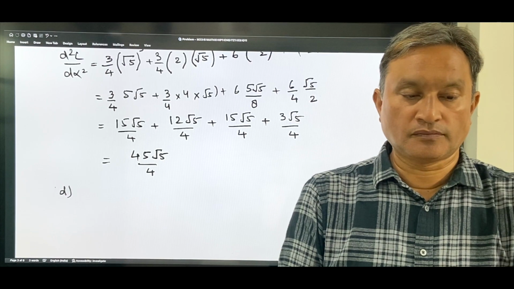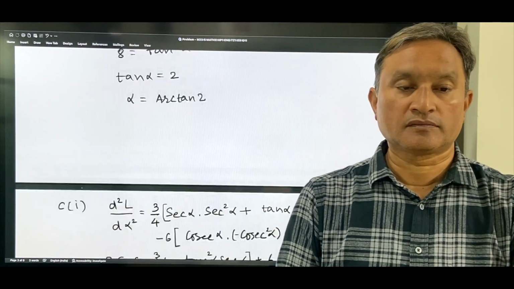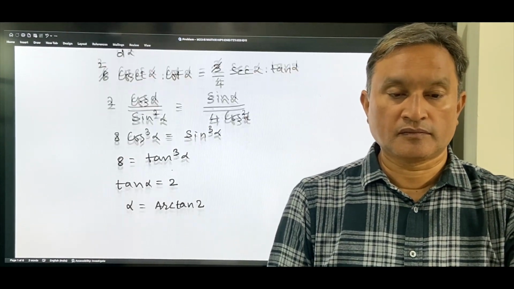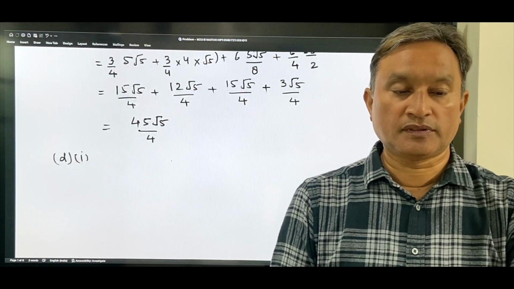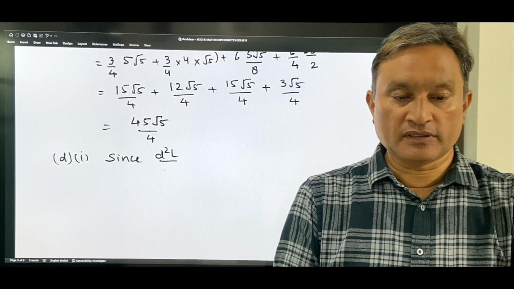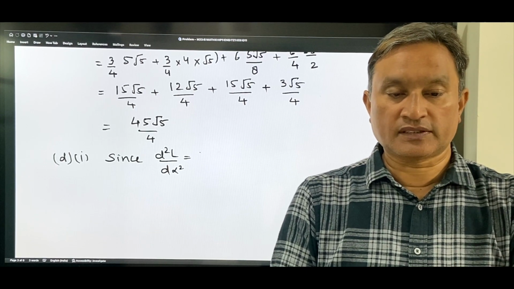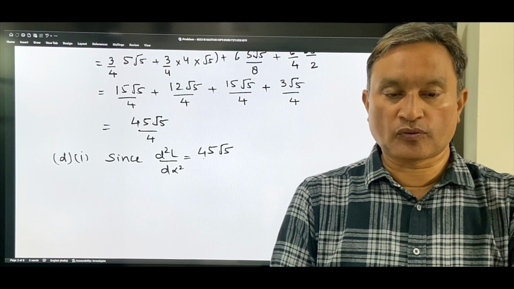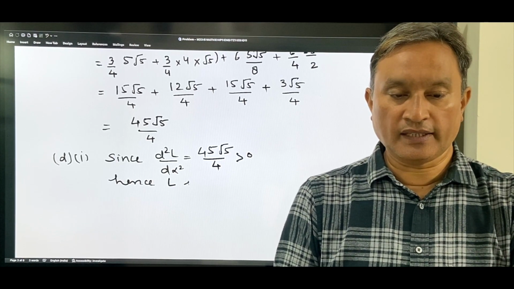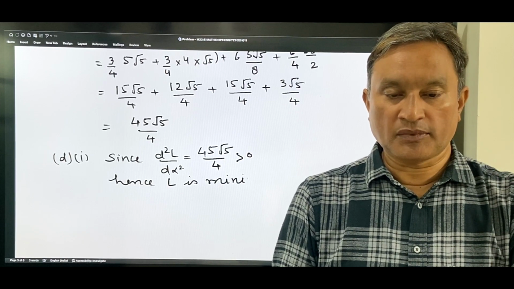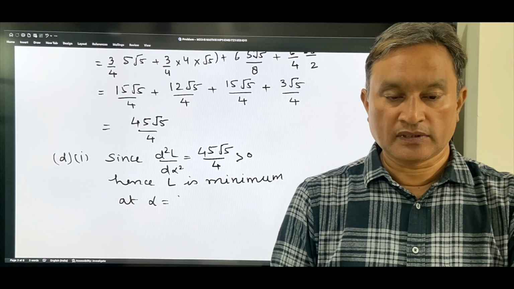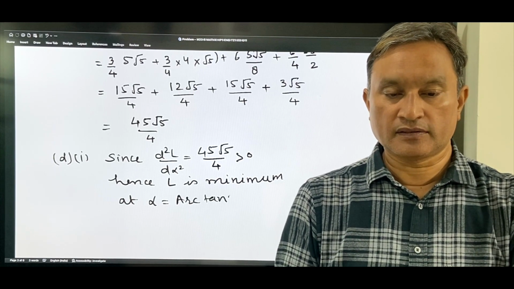Now we will proceed to the D1 part. Here we need to justify that L is minimum at alpha equals arc tan 2. So we can write, since d²L upon dα², which is 45 root 5 upon 4, is greater than 0, hence L is minimum at alpha equals arc tan 2.